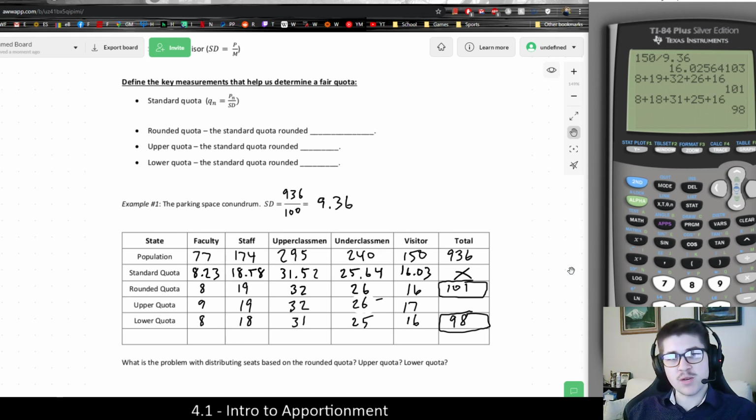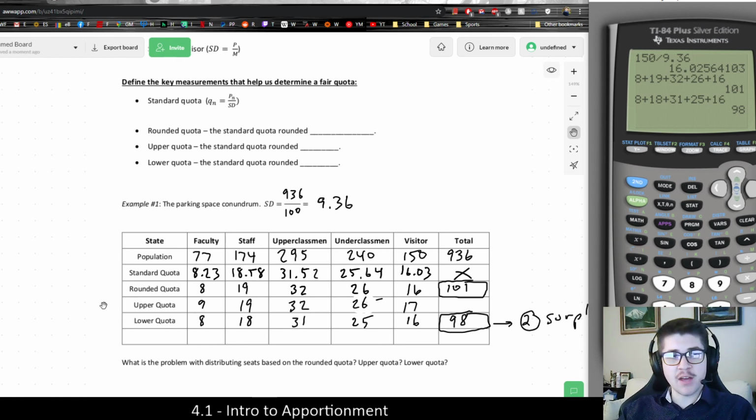And that's exactly what Alexander Hamilton figured out, and he invented his own method for doing this for the U.S. House of Representatives, if I recall correctly. And that's the first method we're going to be talking about in 4.2, called Hamilton's method of apportionment. He started with the lower quota and basically gave out what we call the surplus. In this case, we would refer to the surplus as the 2 extra seats left over.